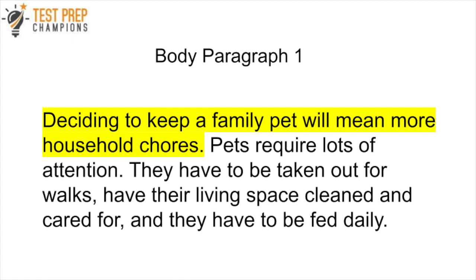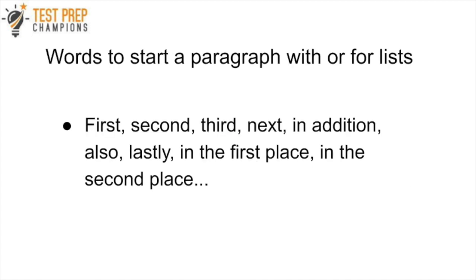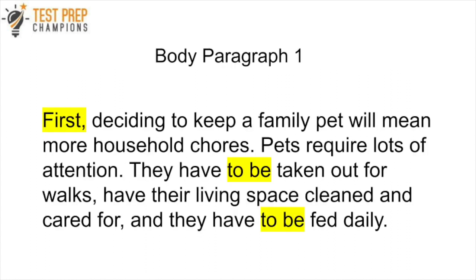So basically, these are a list of some transition words that you could start a paragraph with, or you could use them for lists. So we see here first, second, third, next, in addition, also, lastly, in the first place, or in the second place, etc., etc. So what I've done here is I've just put the word first followed by a comma here. So I would change your first sentence to, first, deciding to keep a family pet will mean more household chores. And then I think that you would have a great topic sentence here. Your topic sentence was already very good, as I said, but I think it would help to add that transition word here, because those are always good.